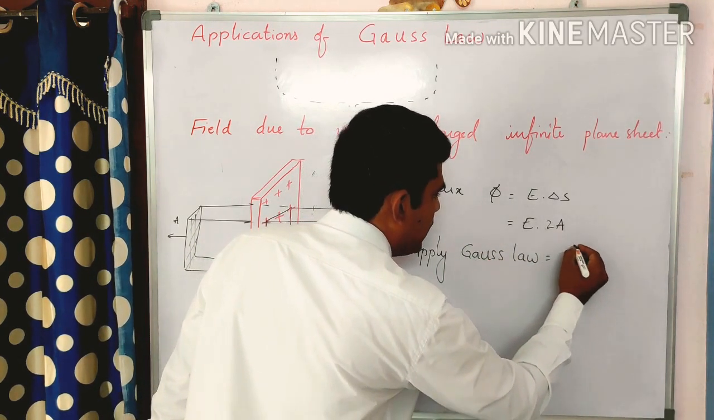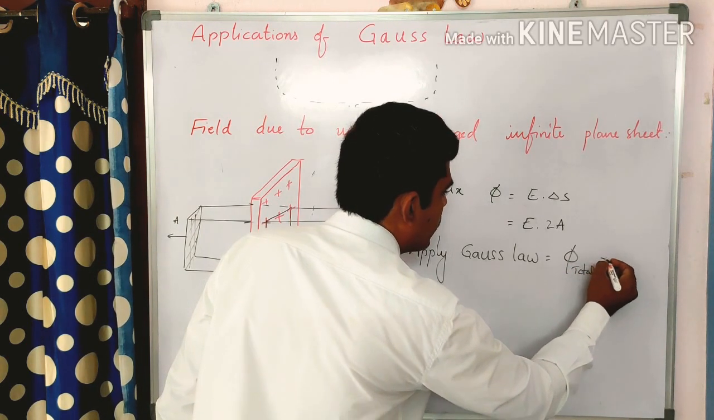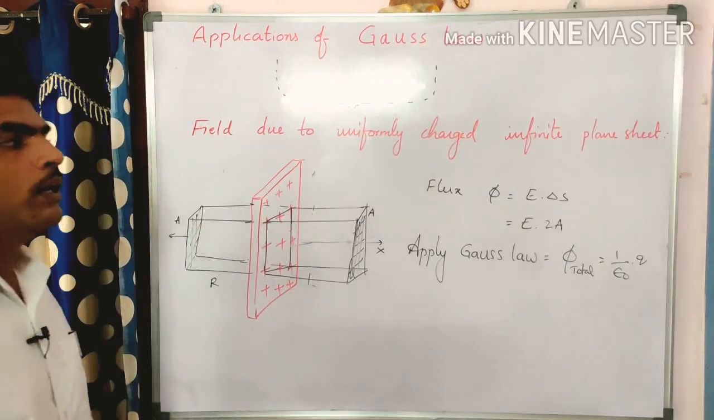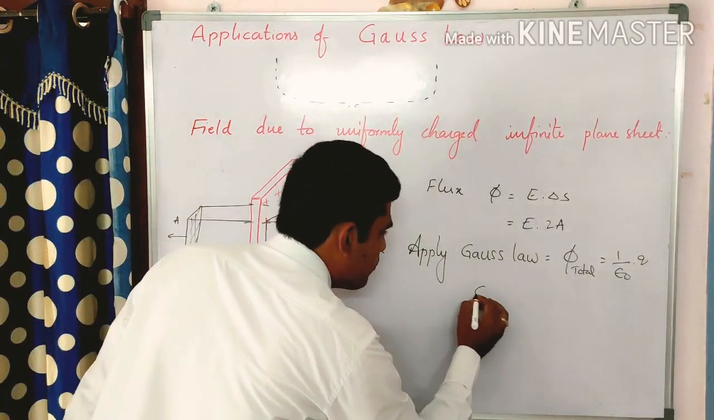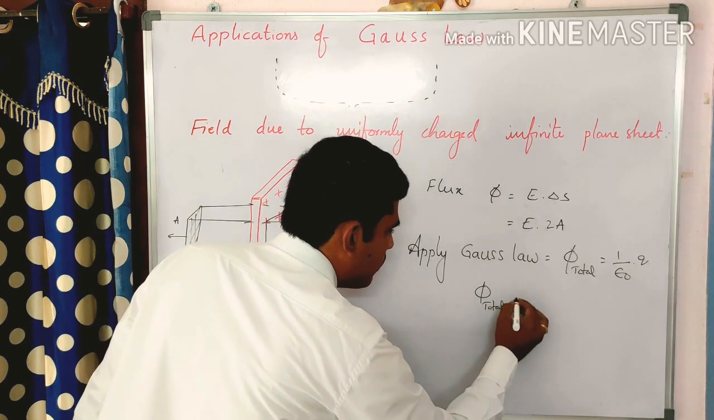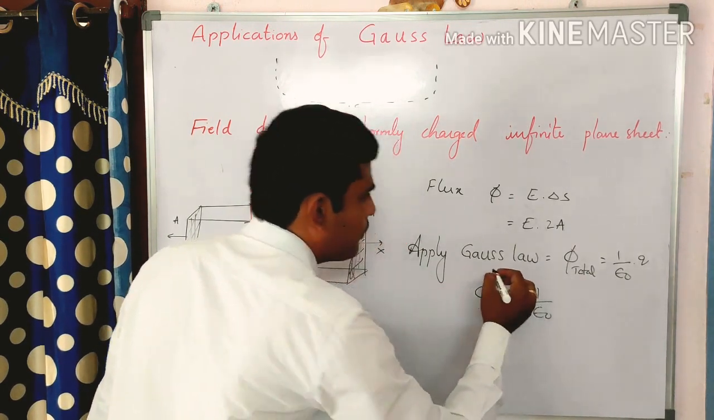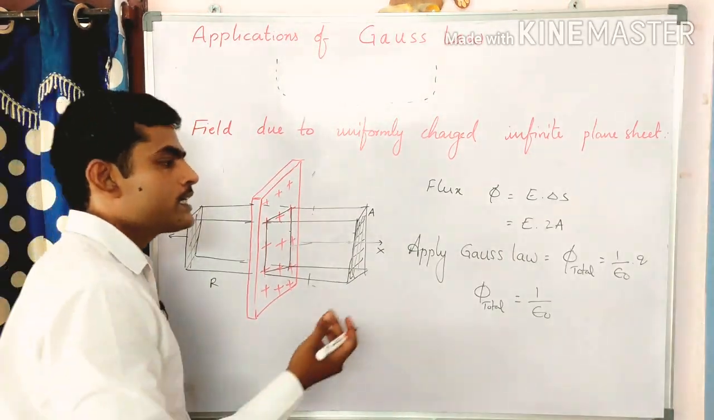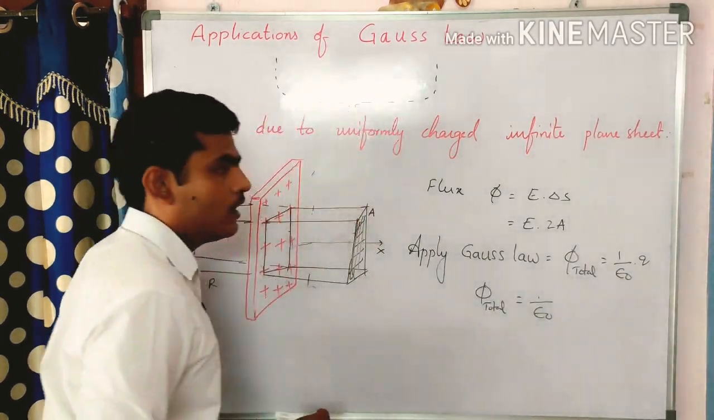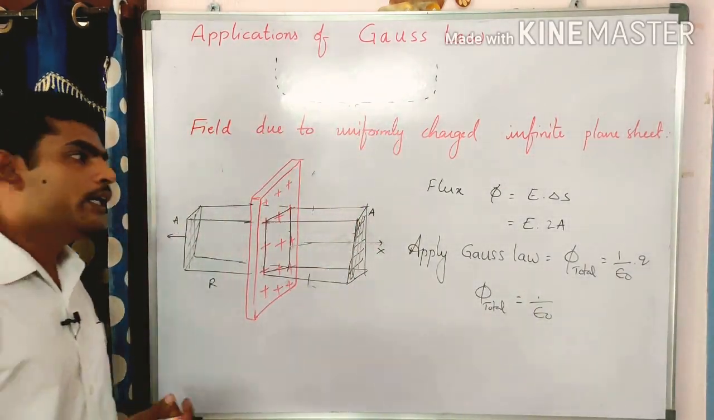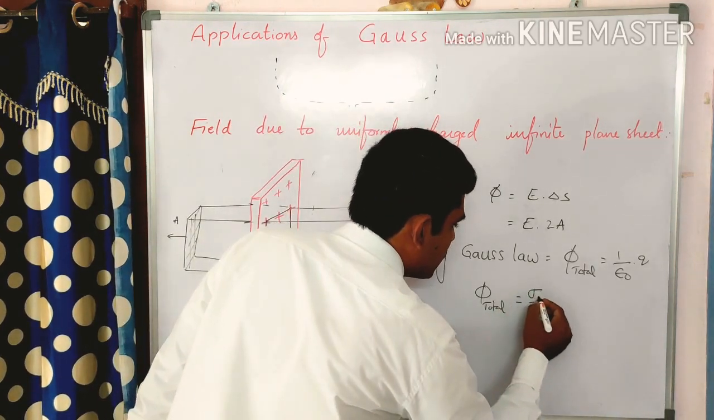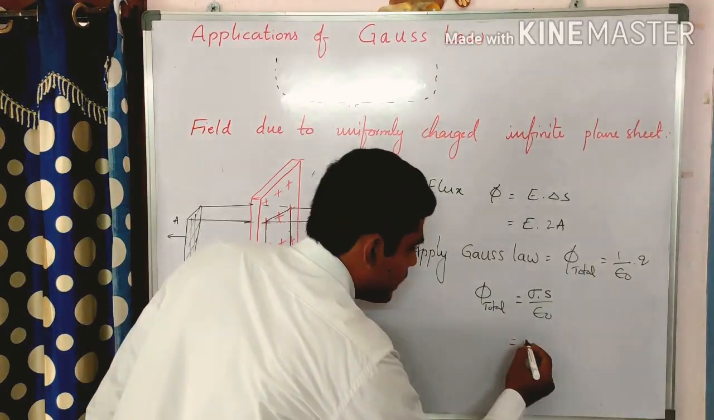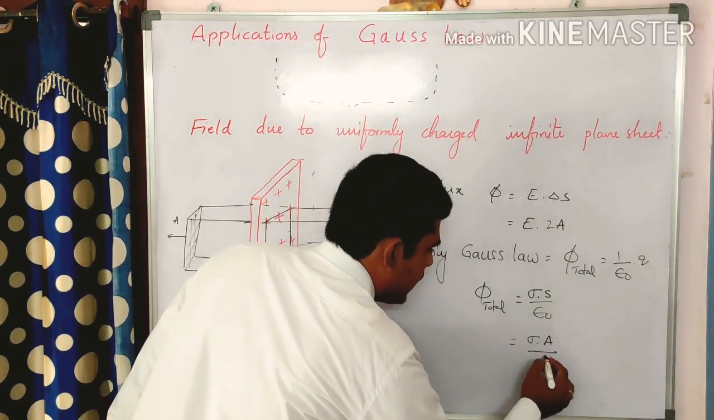Apply Gauss law. The total flux phi total is equal to 1 by epsilon naught times Q. What is Q here? Q is the surface charge density, sigma, into S, the surface element. What is the surface element here? A. So it is sigma into A by epsilon naught.